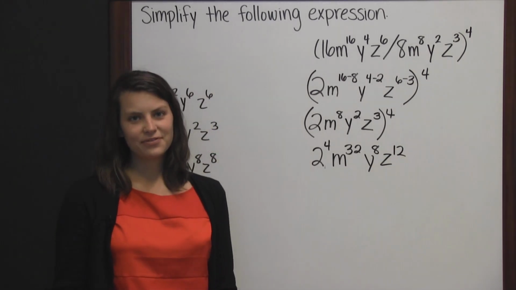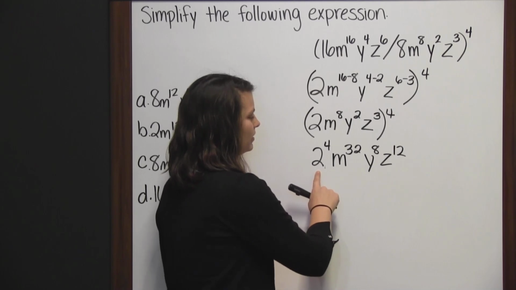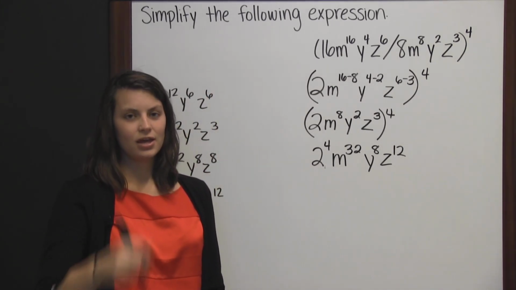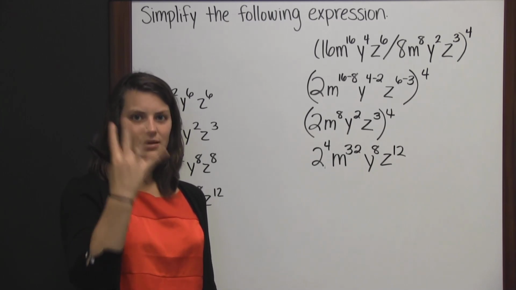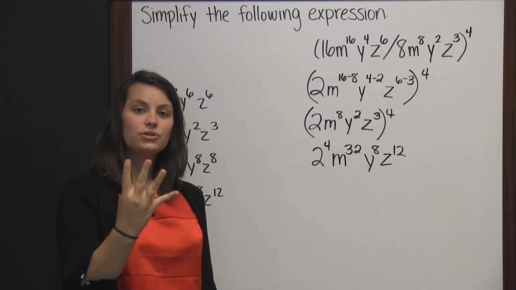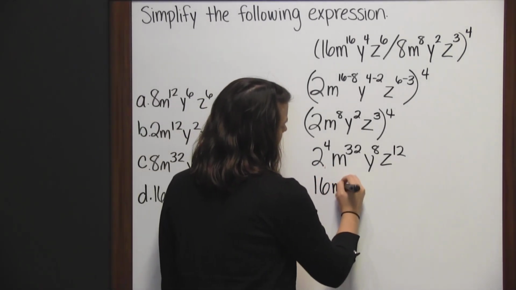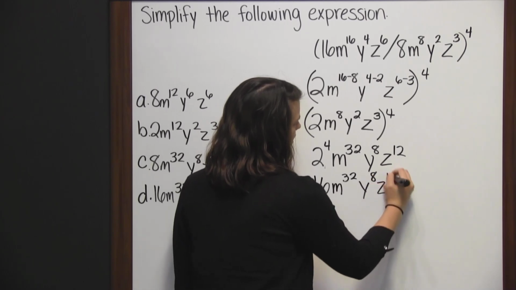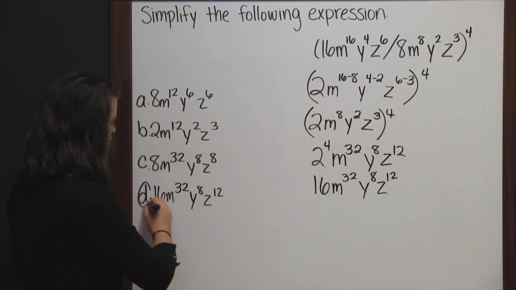Finally, we need to simplify 2 to the 4th. 2 to the 4th means to multiply 2 times itself 4 times. 2 times 2 is 4, times 2 is 8, times 2 is 16. So 2 times itself 4 times is 16. 16 m to the 32nd, y to the 8th, z to the 12th. So our answer is answer choice D.